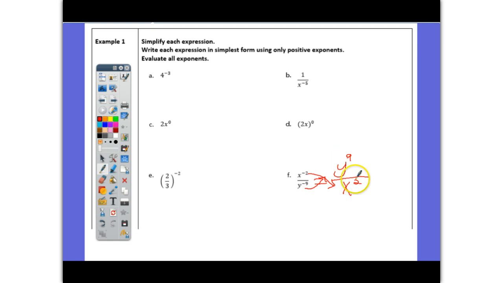Why can't I go 9 minus 2 on this one? Why can't I subtract my exponents on this division problem? Because one's a Y, one's an X. Absolutely. We have different bases. One's a Y, one's an X. So I can't just subtract these. This is my final answer. All right, a couple more left.